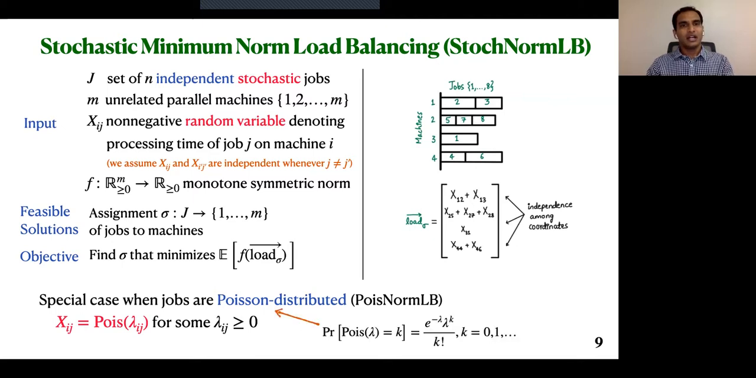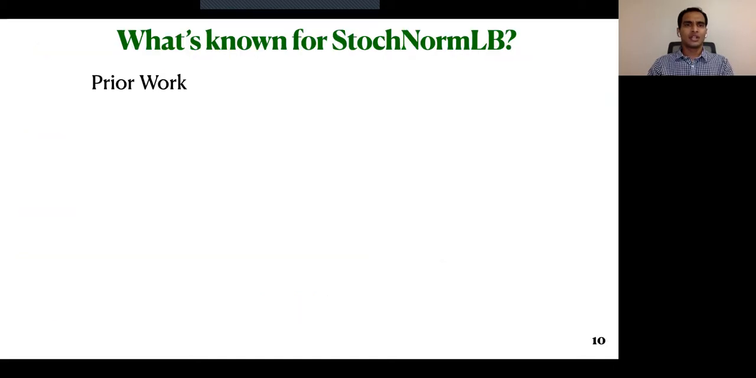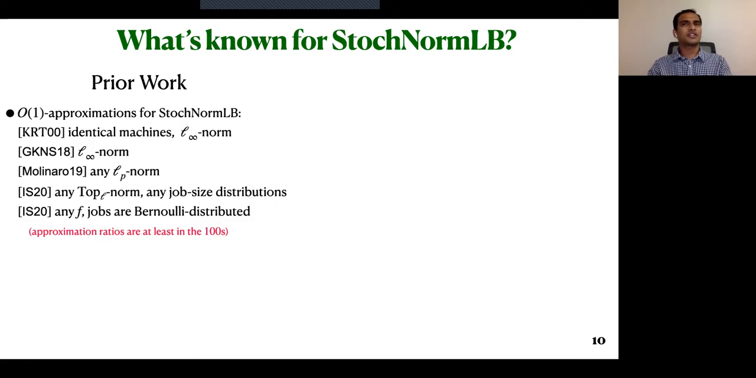That is, the instance is specified via non-negative real numbers lambda_ij, which denote that the processing time of job j on machine i is a Poisson variable with mean lambda_ij. Let me mention what's known for stochastic minimum norm load balancing. Constant factor approximations are known for several important cases.